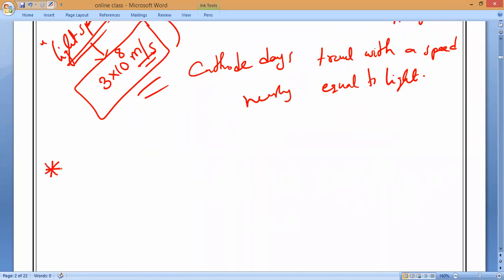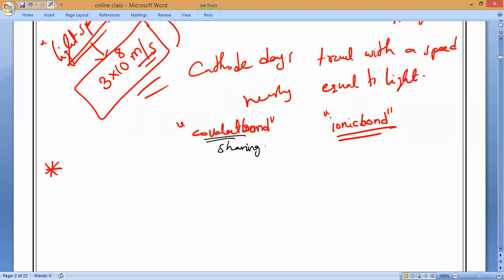This property will be helpful for us because we all know the ionic bond we studied in chemistry. What do you mean by ionic bond? Ionic bond as well as covalent bond, you have studied two things. Can anyone tell me? Covalent bond will form by sharing of electrons and ionic bond will form by donating and as well as receiving, or we can say accepting, electrons.